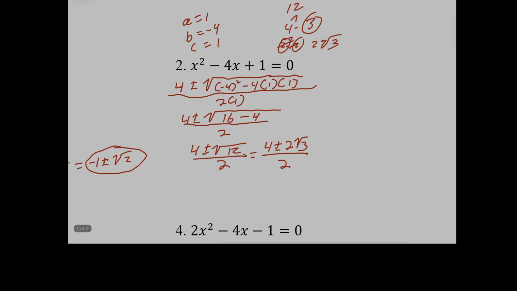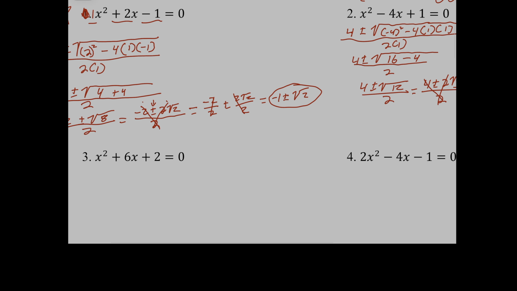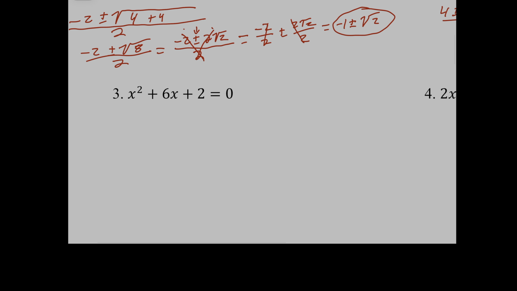Now, since I see that both of them have a factor of 2, I'm going to cancel here and there, and I'm going to get 2 plus or minus root 3 as my answer. Okay? That's a very similar thing to what I did on number 1. All right, let's go to number 3 here.